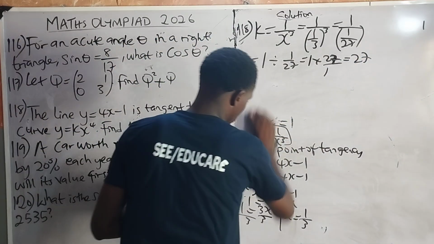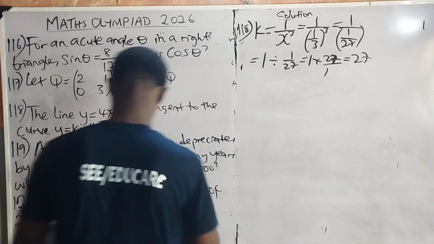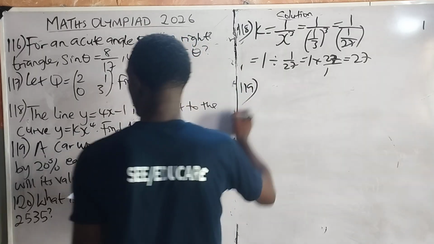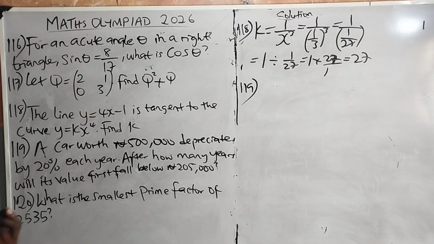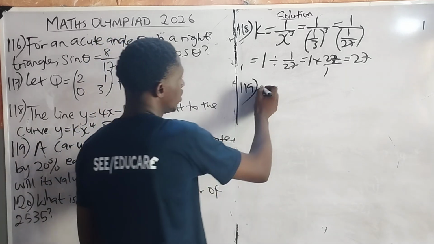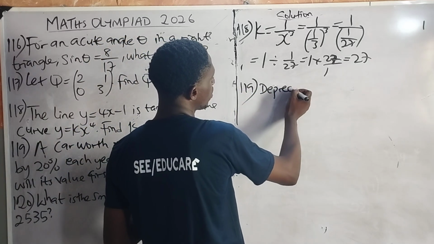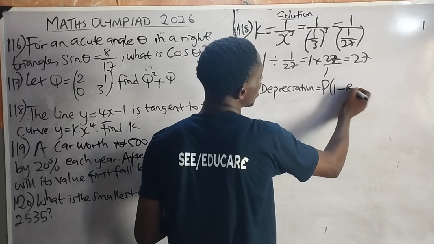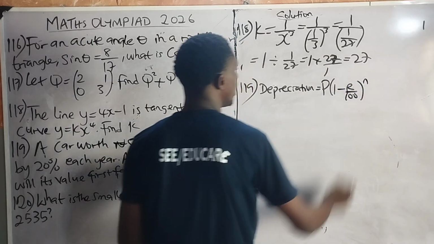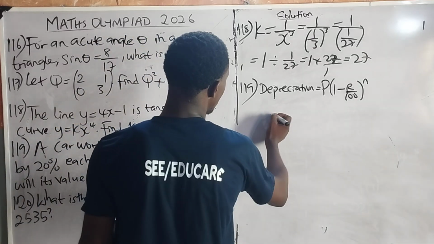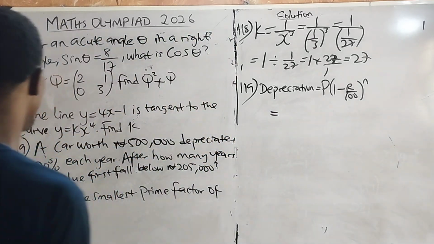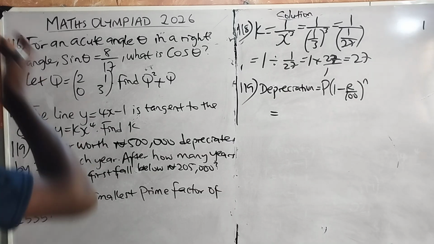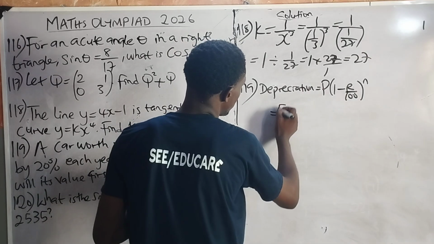The next question, we go to 119. We have a car worth 500,000 depreciate. So this is depreciation. The formula for depreciation is equal to P bracket 1 minus r over 100 raised to the power of n. So let's look at this here. We have a car worth 500,000 depreciate by 20% each year. So the principal there is 500,000.